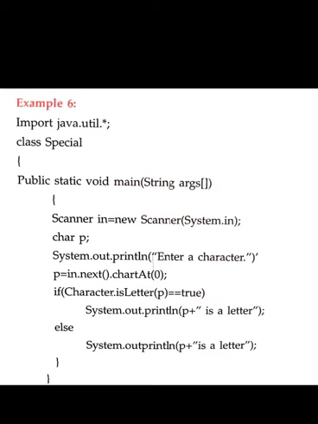You can write this much also: if Character.isLetter(p), then also it will check whether it is true or false. If you are writing == true, then also it is okay to write. And what will it print then? System.out.println p is a letter. Suppose you have given q there, then it will write q is a letter. Suppose you have given comma there, so it will write comma is not a letter.